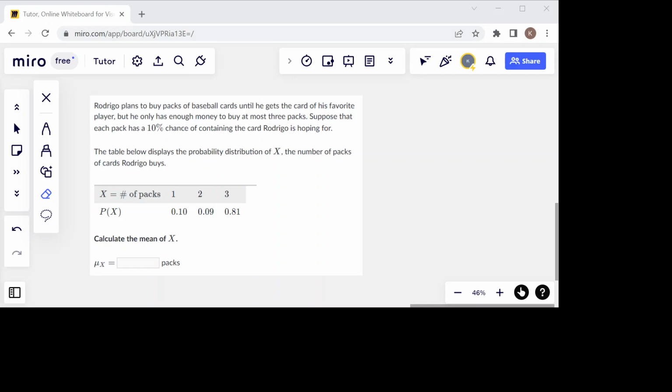So here's a video. I have a couple of thoughts on this Khan Academy question that I wanted to share with you because it has one sentence in it that could lead you astray. And so I think it's important to disambiguate those. But anyway, the question says, Rodrigo plans to buy packs of baseball cards until he gets the card of his favorite player.